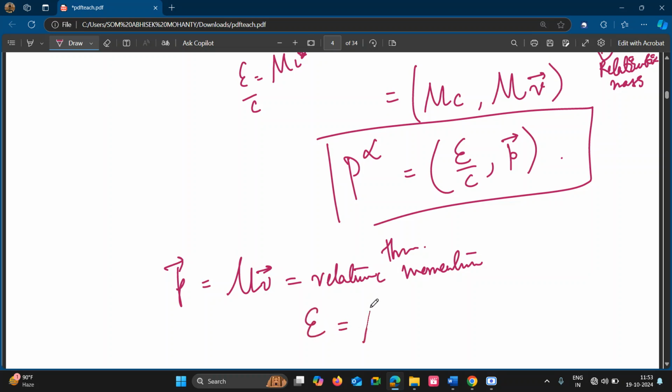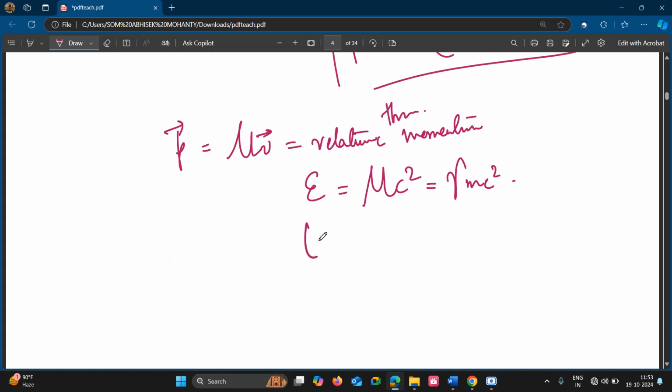E is your Mc square. This is the relativistic mass into c square, so gamma m into c square. So this is the relativistic total energy, that is rest plus kinetic. This is both the rest plus kinetic.